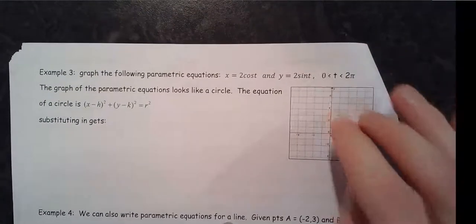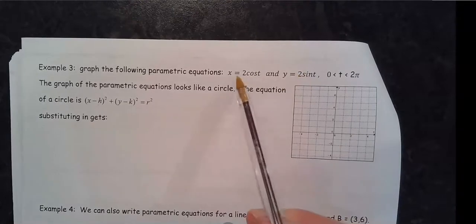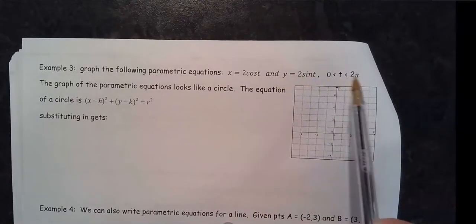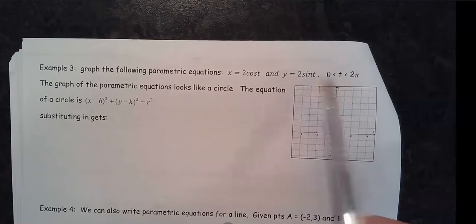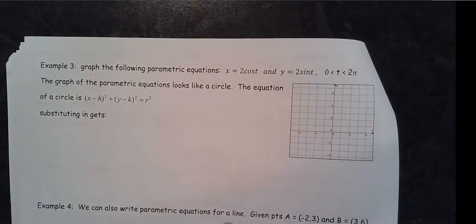and we want to graph the following parametric equations. So it's x equals 2 cosine t, y equals 2 sine t from 0 to 2 pi. And you might be thinking, from 0 to 2 pi, that's a full circle. And this is like the unit circle, but it doesn't have a radius of 1. So it's basically going to be kind of like that.